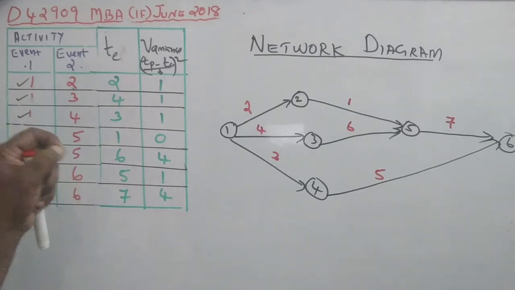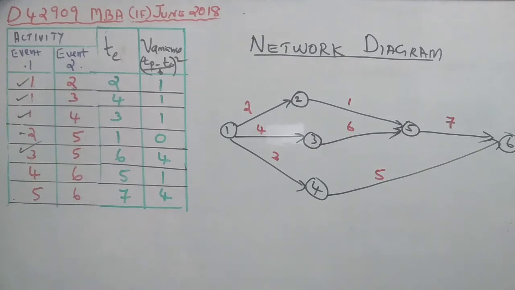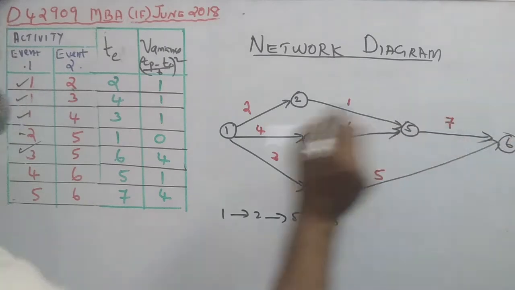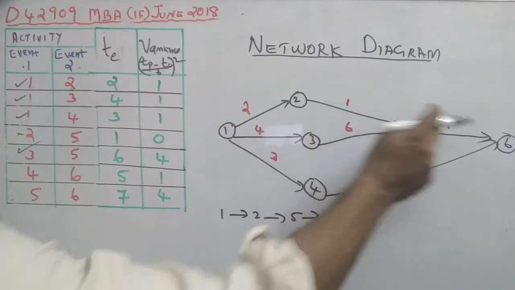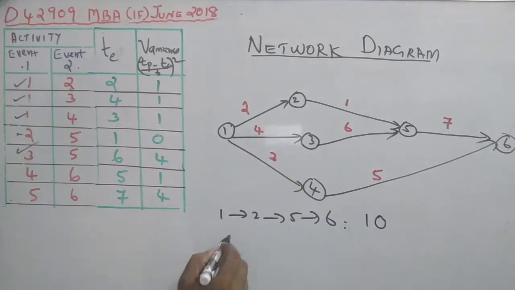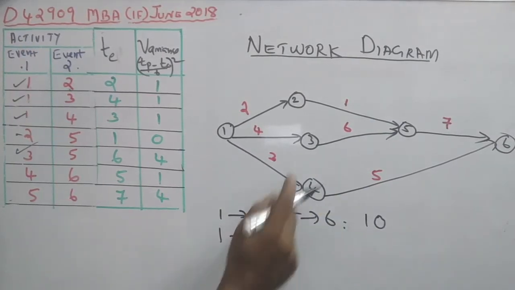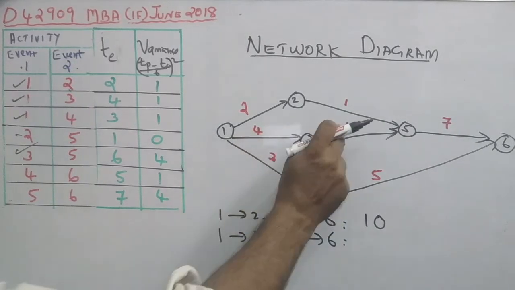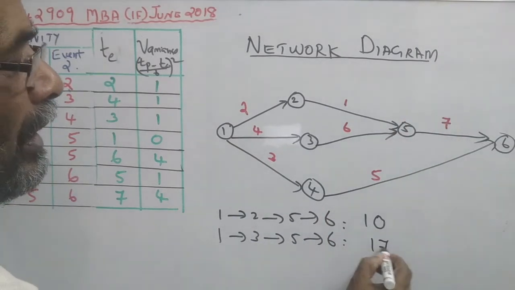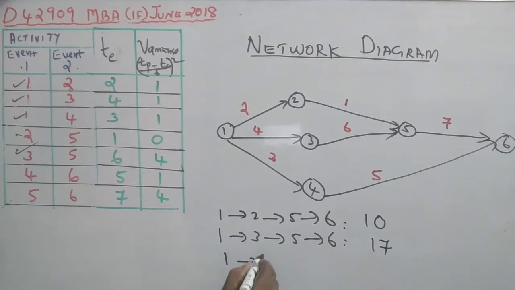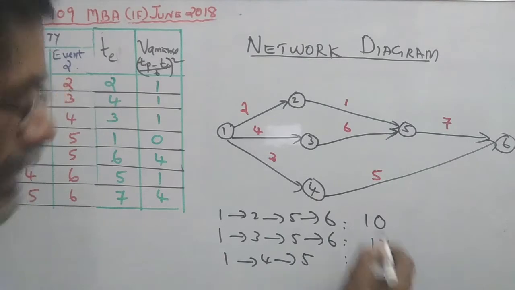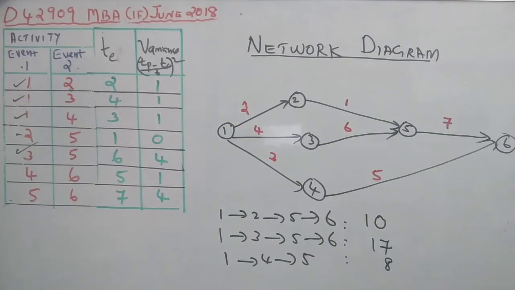Then listing all activities, all paths. What are the paths? 1, 2, 5, 6. The duration is 2 plus 1, 3, 3 plus 7, 10. The other path is 1, 3, 5, 6. The duration is 4 plus 6, 10, 10 plus 7, 17. And 1, 4, 6: 3 plus 5, 8. That is, we have 3 paths.